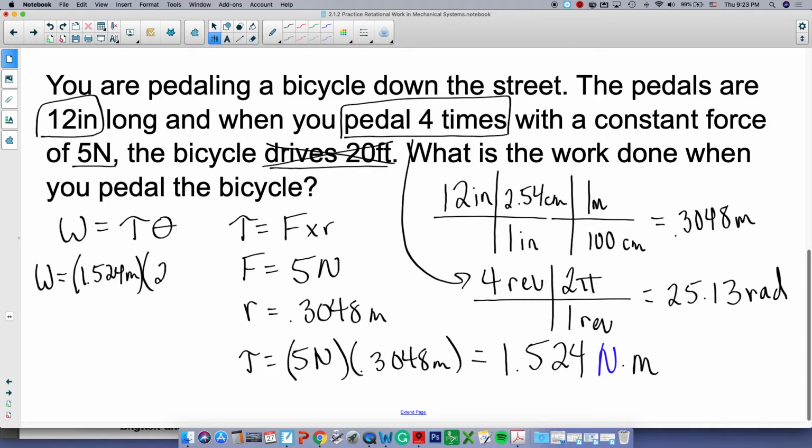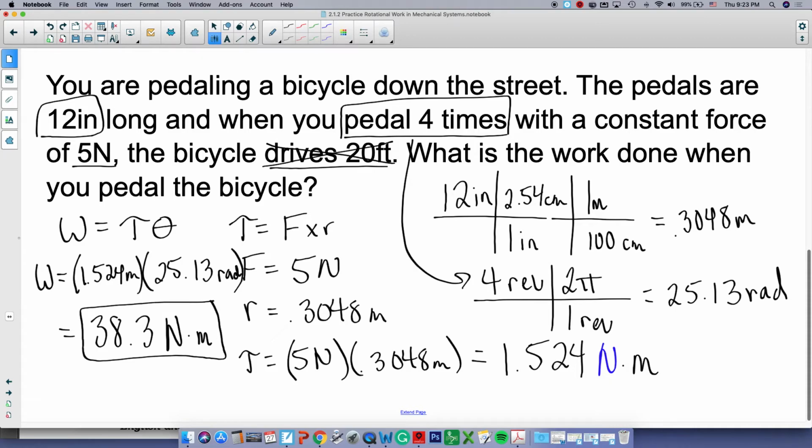Okay, so let's throw that over here. And then we can put it in our calculator. So 25.13 times 1.524, we get 38.302. So that's Newton meters. So that's how much work it takes when you pedal 4 times. Okay. Again, we don't need the 20 feet because the pedaling is not in the same distance as the drive of the bike. Okay, so a little tricky.